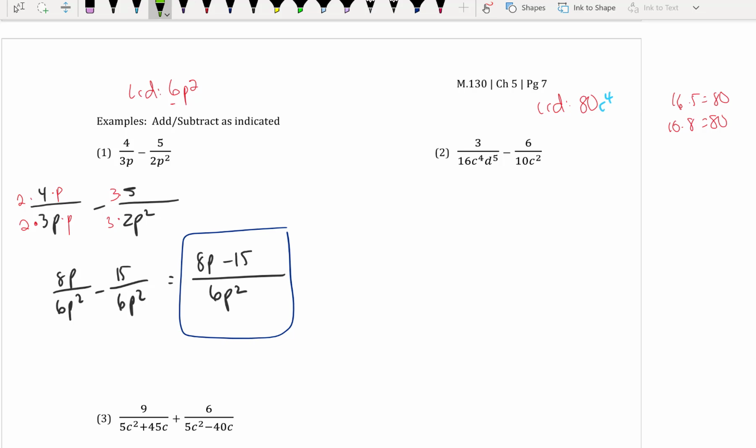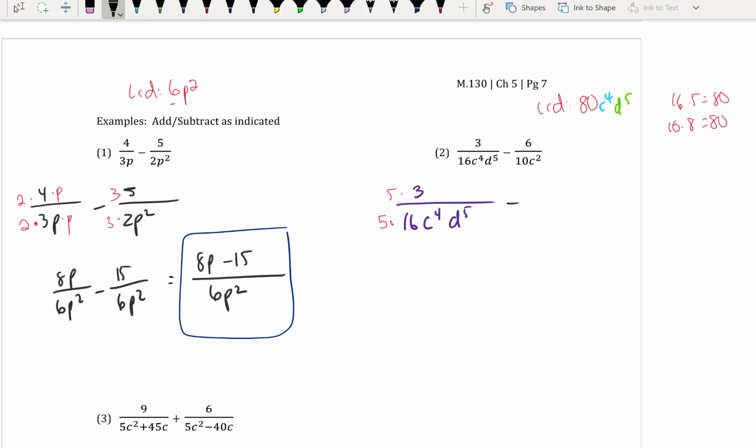And the biggest d would be a d to the 5th power. Perfect. Now I have my LCD. So for that first fraction, I have a 3 over 16 c to the 4th d to the 5th. Now let's compare that with my LCD. Well, 16 to get to 80 would be a 5. C to the 4th already matches, and d to the 5th matches, so I leave that alone.